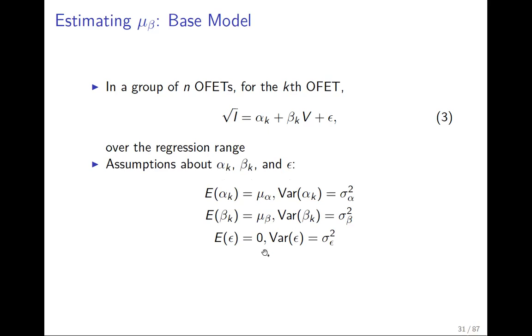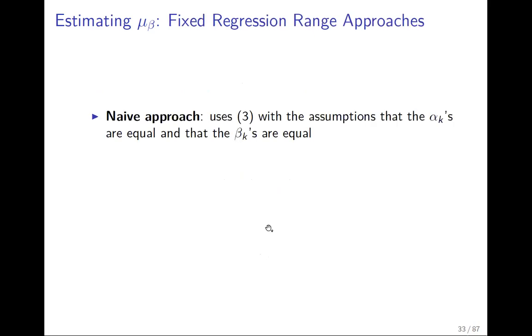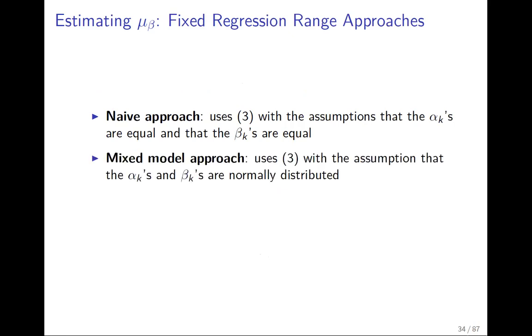For example, we assume that the mean slope is mu beta. The naive approach uses the base model with the assumptions that the alpha k's are equal and that the beta k's are equal. The mixed model approach uses the base model with the assumption that the alpha k's and beta k's are normally distributed. The two-step approach uses the base model as is.